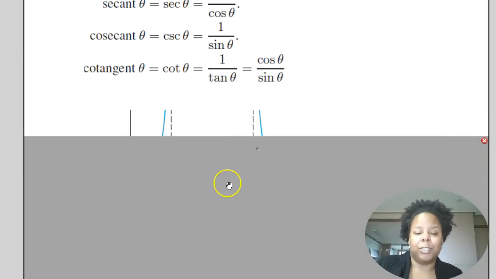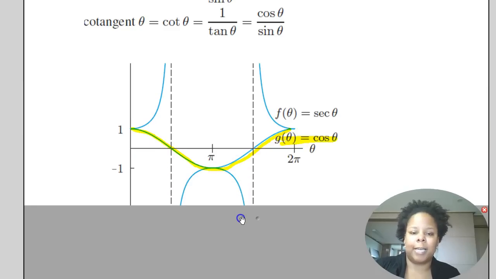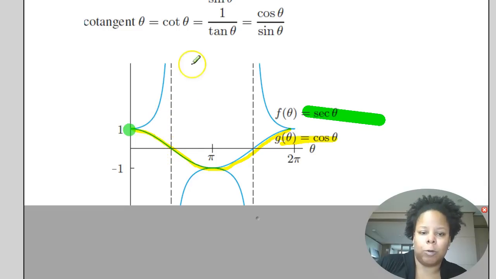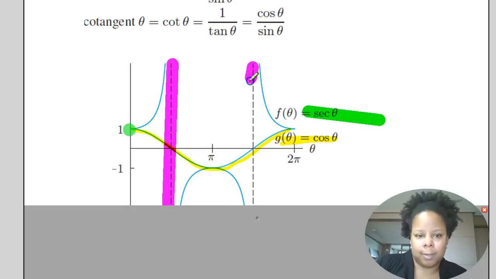So you should know these relationships that we're talking about in depth. And to graph these, we can basically use the same strategy that we did with tangent. For example, cosine and secant theta are reciprocals. Cosine is 1 when theta is equal to 0, so 1 over 1 would produce this point. 1 over 0 would produce a vertical asymptote. And every time that cosine is 0, secant will also have a vertical asymptote.